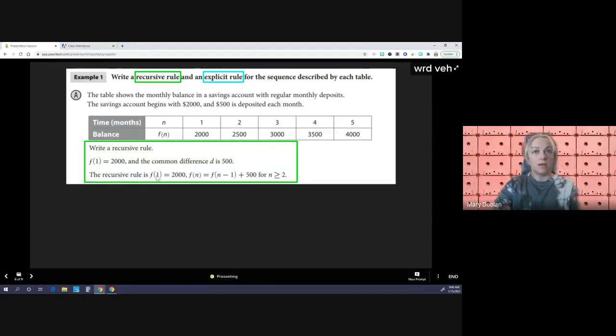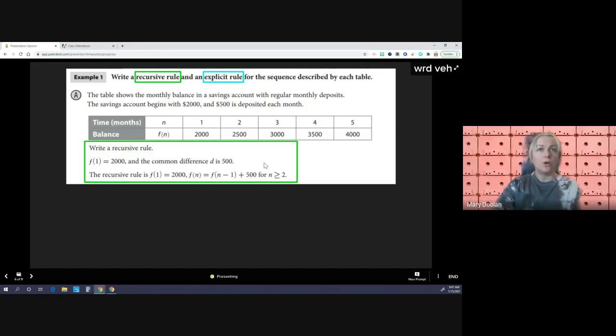So the recursive rule is f of 1 is 2,000. And then using the common difference of 500, we can write the recursive rule: f of n is equal to f of n minus 1, which just means the previous value in the sequence. If n is 5, then f of n minus 1 is 4, so that would be f of 4. And then you add $500.